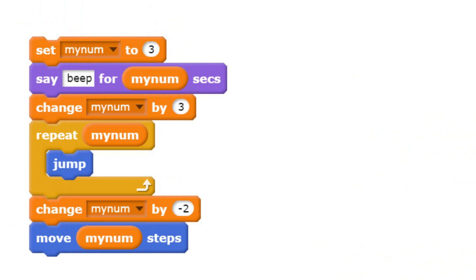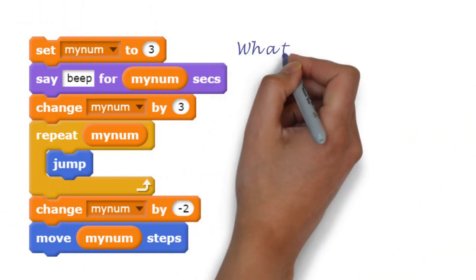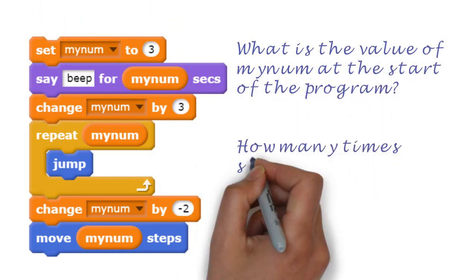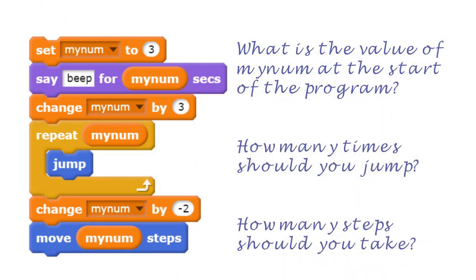Try this example next. What is the value of mynum at the start of the program? How many times should you jump? How many steps should you take?